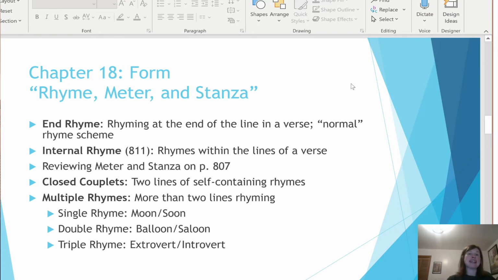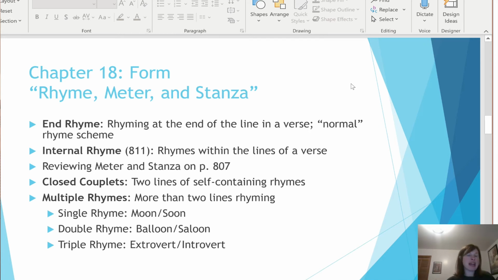And then chapter 18 is all going over rhyme, meter, and stanza again. We've talked about these terms in poetry already, but it really breaks them down in this chapter, like in exceedingly good detail. So they talk about end rhyme and internal rhyme. End rhyme is what we normally think of when we think of poetry. It's very Dr. Seuss. It's the last word of the line rhymes with the last word in another line. So roses are red, violets are blue, sugar is sweet, and so are you. So blue and you rhyme.